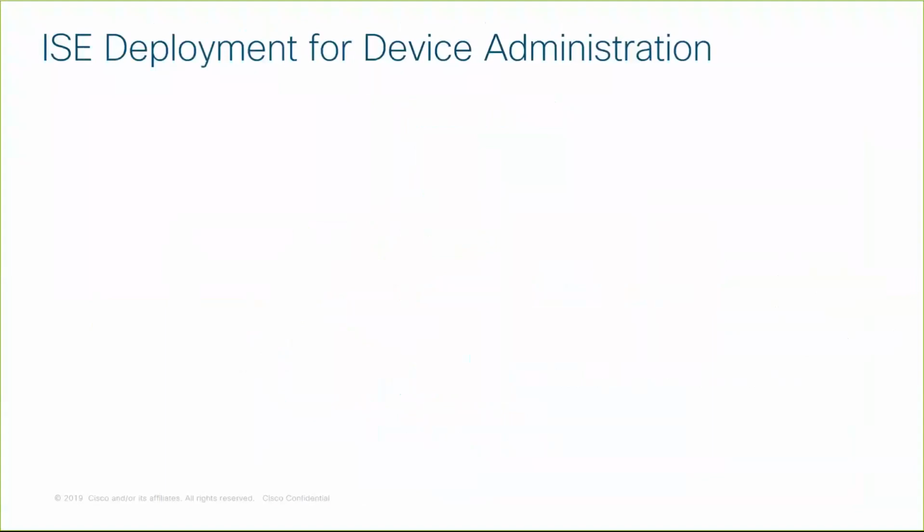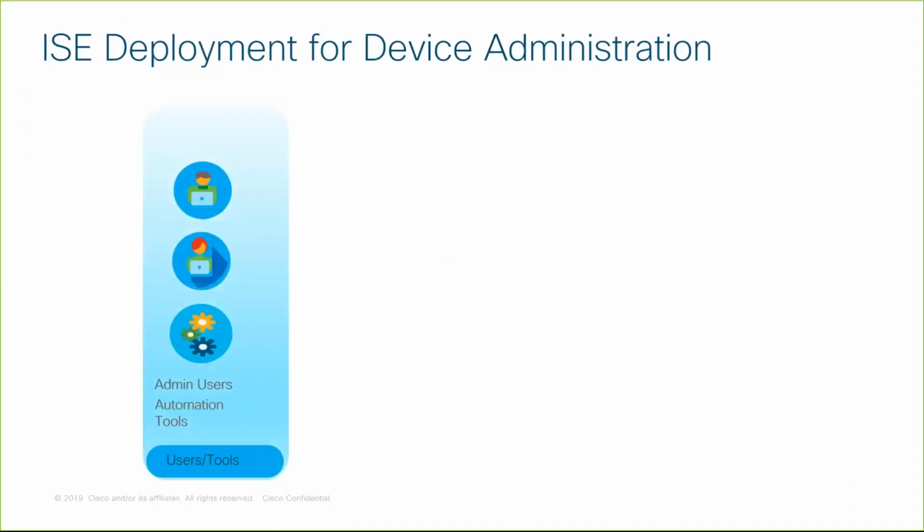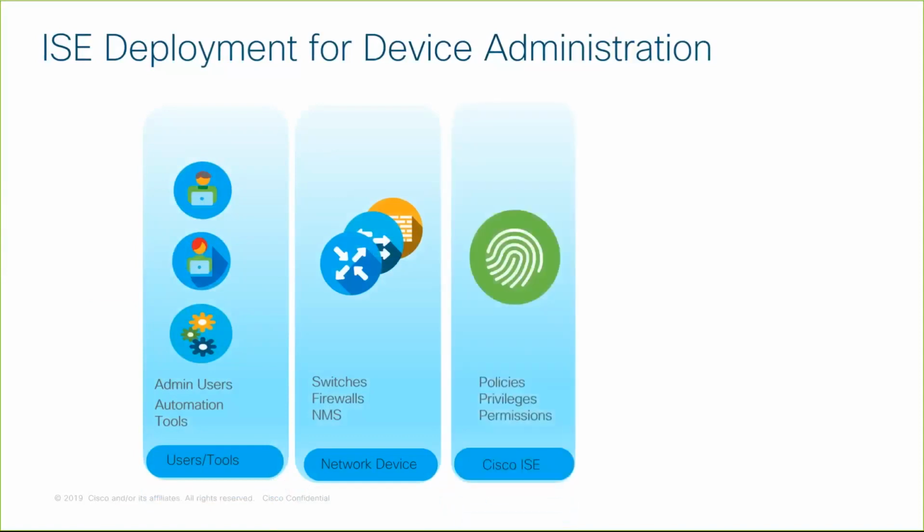Now, in ISE deployment, there are 4 pillars for the device administration, and these 4 items interact with each other. Let's look at these. The first one is admin users and automation tools. Admin users and automation tools typically talk to the switches, firewalls, and the network management systems, right? And they want to manage these devices, but the policies reside in ISE.